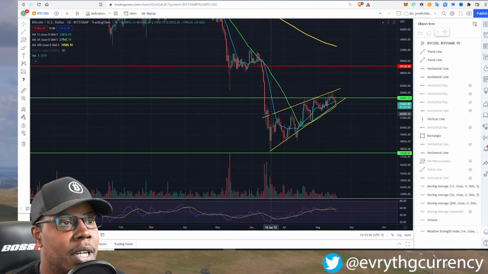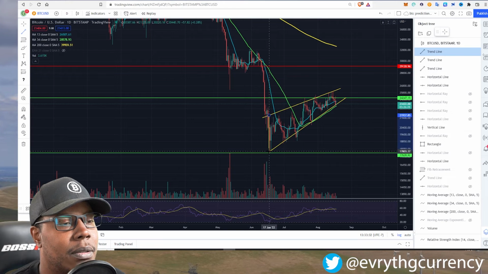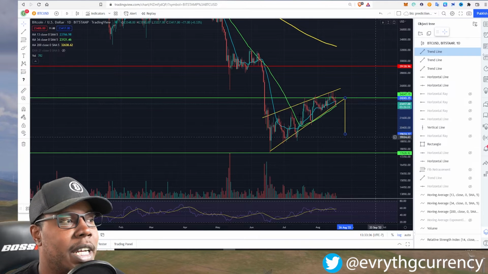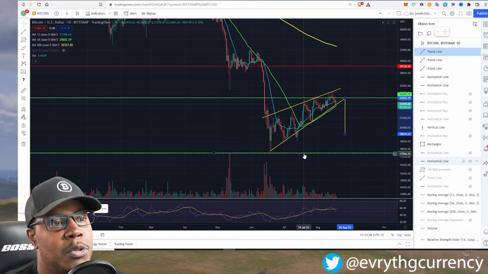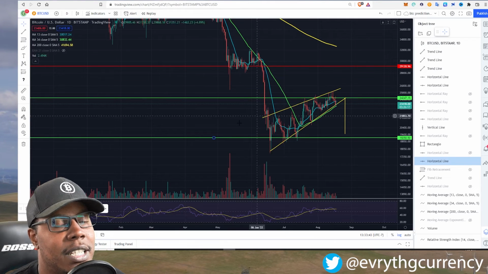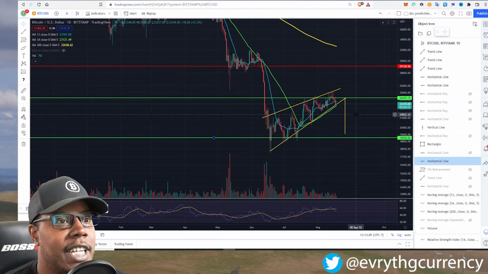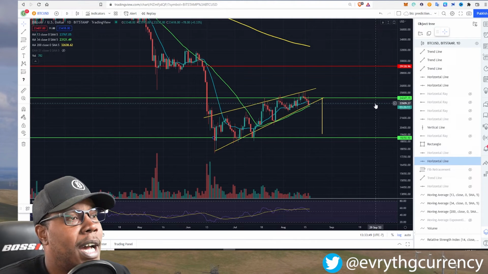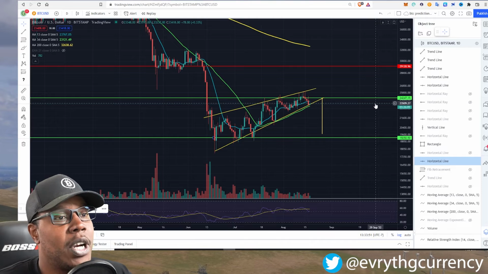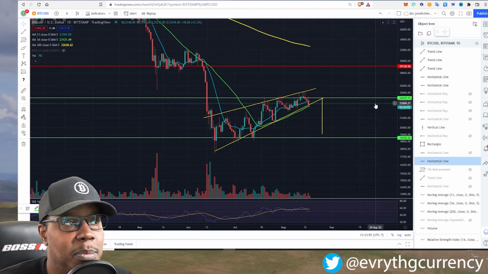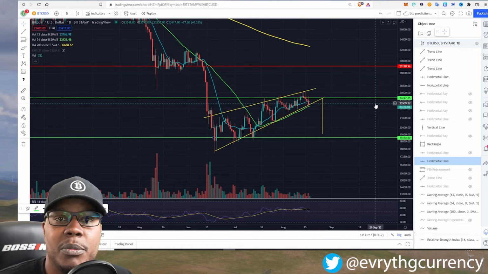Now the target for this pattern breaking down, depending on where it breaks, will be somewhere right here. So let's just say around 19, 20K or so. Could be going back down to those levels, so just something to watch out for. I'm bullish long term on the crypto market, so I'm always talking bullish, but when I see something like this, that tells me, hey, we could see a dip in these prices for a little bit of time.